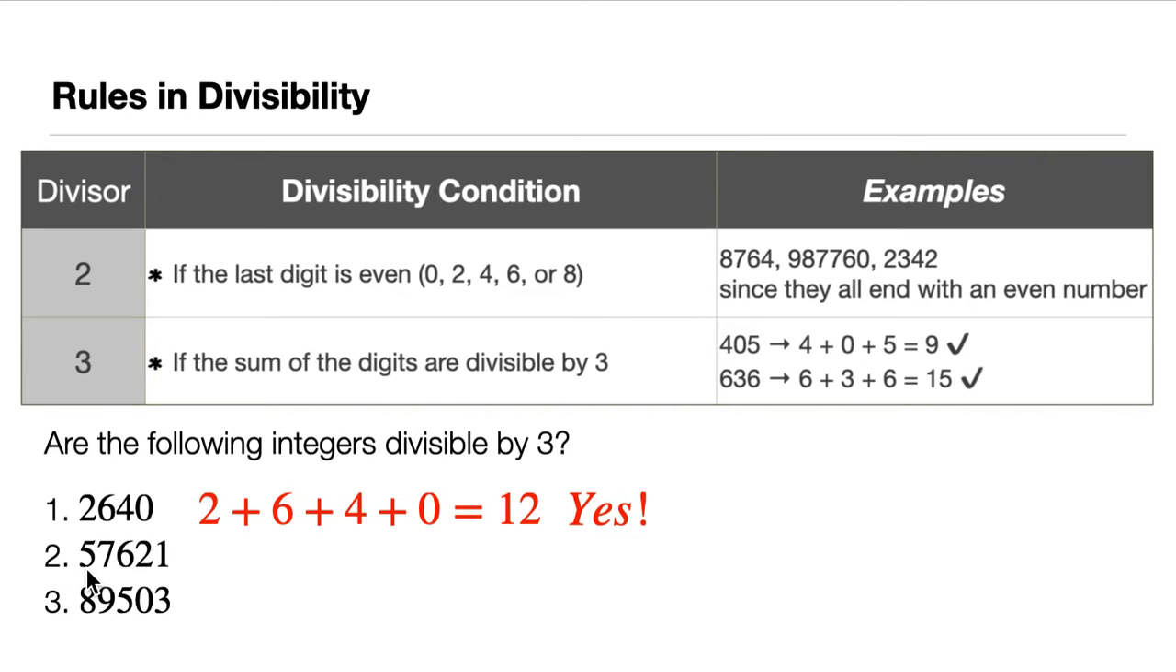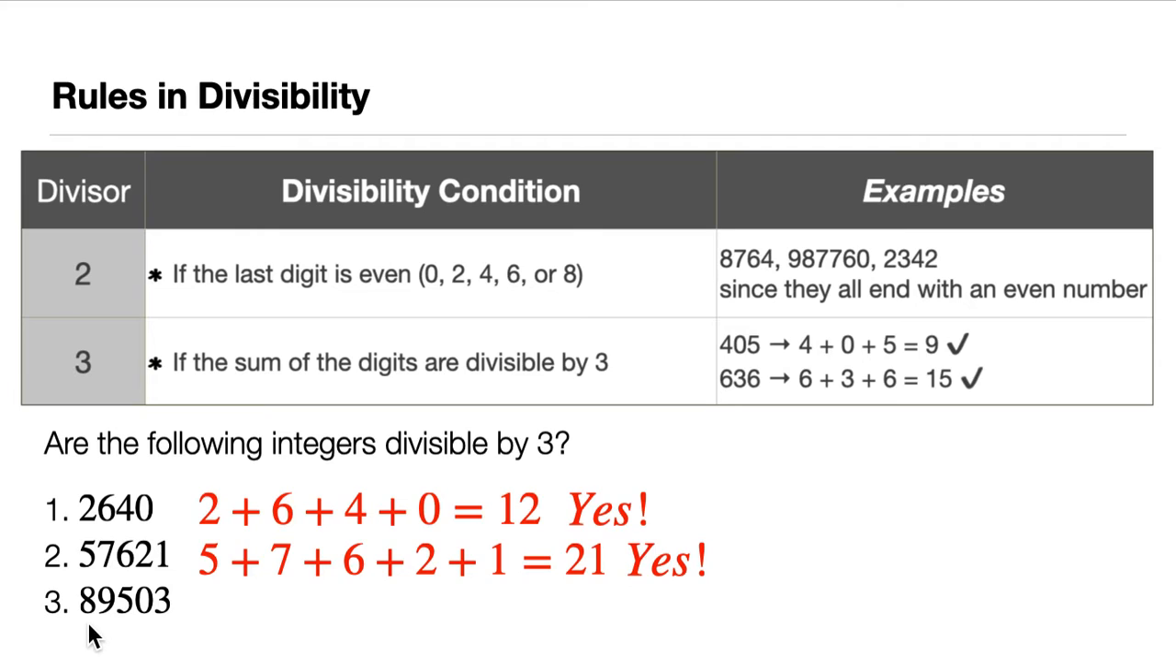How about number 2? 57,621. Is it divisible by 3? Let's check it out. 5 plus 7 is 12. 12 plus 6 is 18. 18 plus 2, that's 20. 20 plus 1, that's 21. Is 21 divisible by 3? Yes, it is. How come? Try 7 times 3. That's 21.